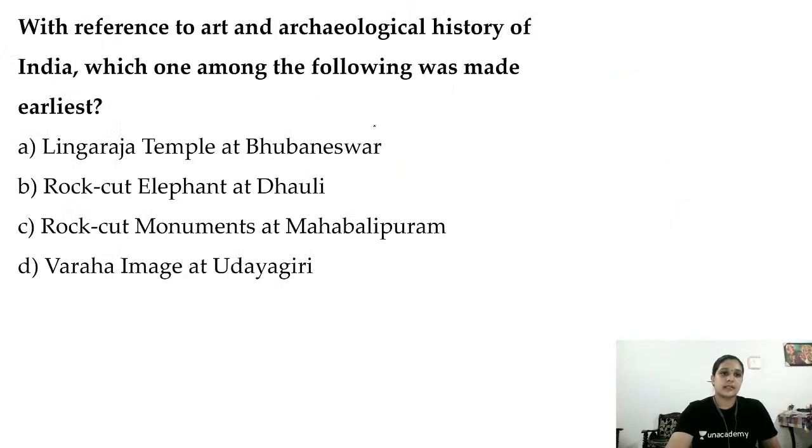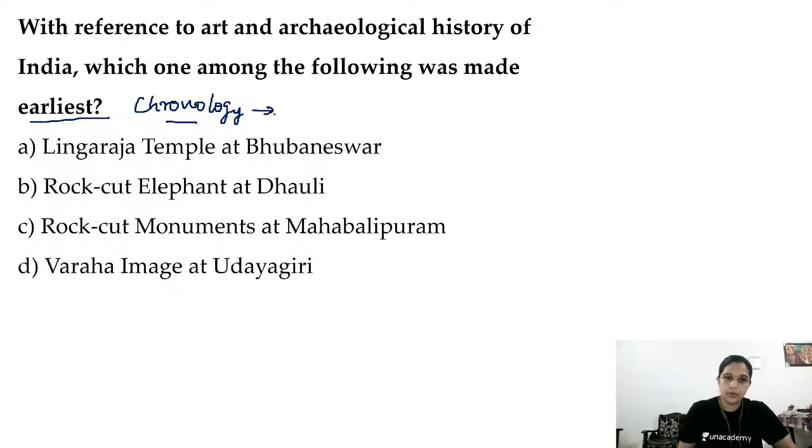Simple. Next, with reference to the archaeological history of India, which of the following was made earliest? Chronology. So to know this chronology, you should know which kingdom it was, which kingdom or empire, dynasty or empire.